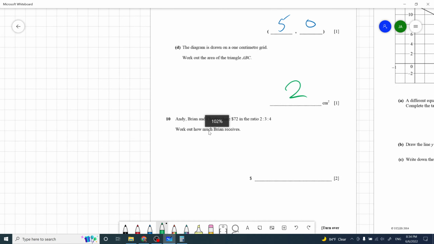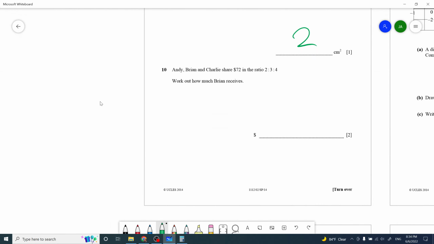Okay, moving on. Andy, Brian, and Charlie share $72 in the ratio 2 to 3 to 4. Work out how much Brian receives. So Brian is the guy in the middle, poor middle guy, and we need to figure out how much he gets. So first we need to figure out how much is one share. The way that we do that, figure out how many shares there are in total. So we take 2 plus 3 plus 4, which is going to give us 9. And we're going to take the full amount and divide by the full number of shares to get how much one share is worth. So we see that one share is worth 8.